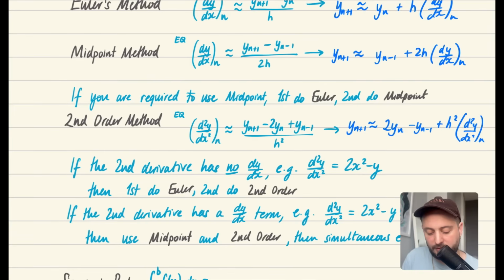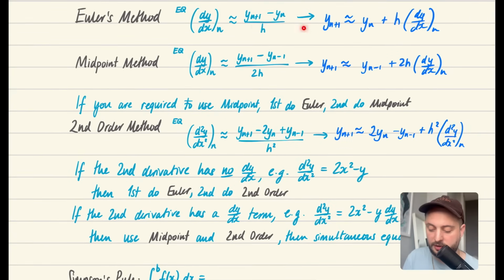Now, if the second derivative that you're trying to do the numerical methods on has no dy by dx, for example, if this was the equation that we were working on, what you're going to do is Euler's method to begin with, and then you will use the second order method afterwards. If the second derivative has a dy by dx term, for example, this one is the same as this, apart from y has been multiplied by dy by dx, you're going to use the midpoint method, and then you're going to use the second order method, and you will combine these two equations together using simultaneous equations.